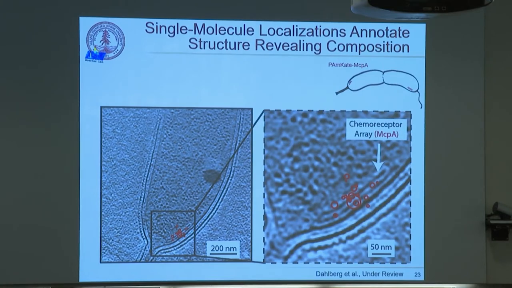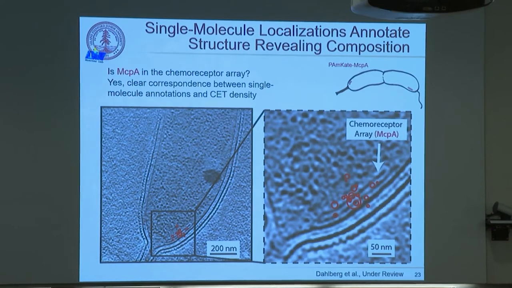You synthesize these. They move around in the cell. They have to find their location over time. But mostly, they're in the proper location. So is it in the chemoreceptor array? Yes, of course. And we see a clear correspondence between the single molecule annotations, as we call them, and the CET density. Great. So that is a known structure.